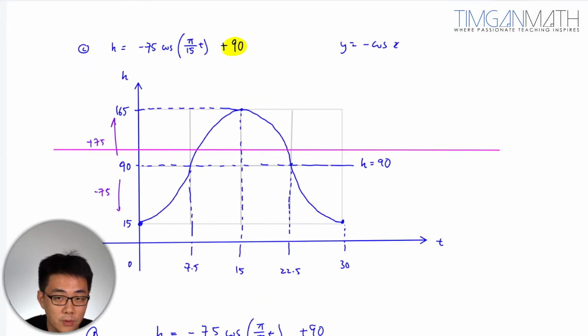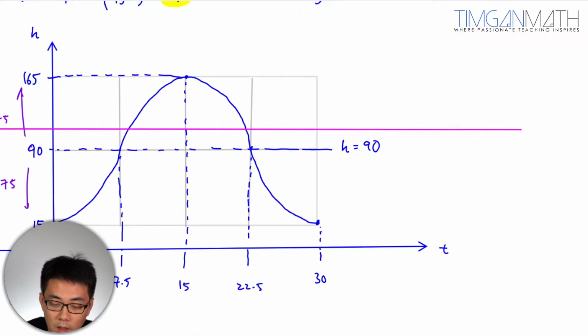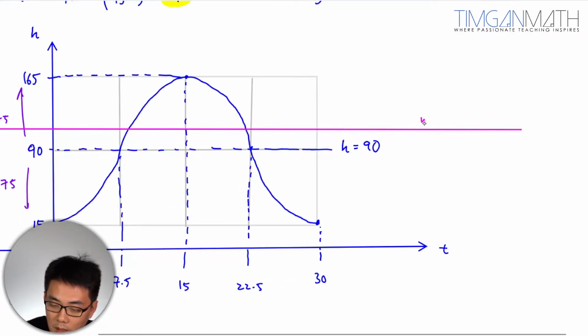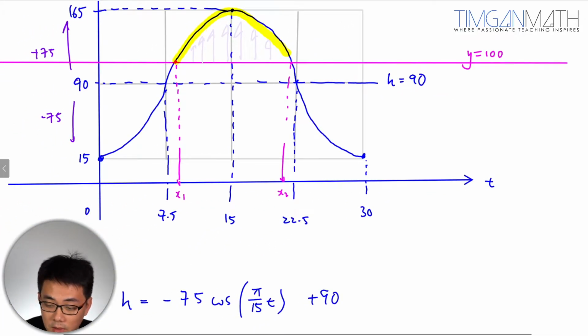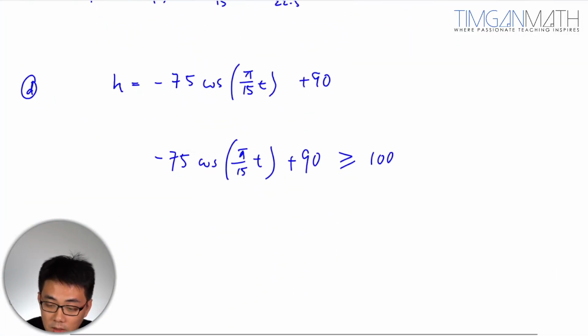You have to use your graph. So this is y equals to 100 here. Okay, the portion where it is more than 100 will be this value here, x1 and x2. When it's more than 100 is actually this portion here, which is above 100. These are all above 100. The height here, these are all above 100. So what you need is actually solving using the graph.